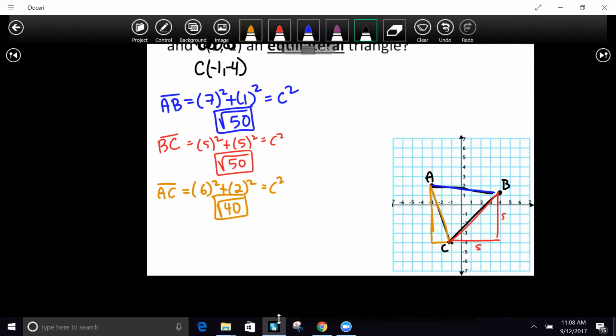Now again, do we need to find slope? No. If it's specifically asking about a triangle, if it asks us about an equilateral right triangle, then we would have to show slope, but we don't have to. Okay? So what conclusions can be made with this? What can we say about these?